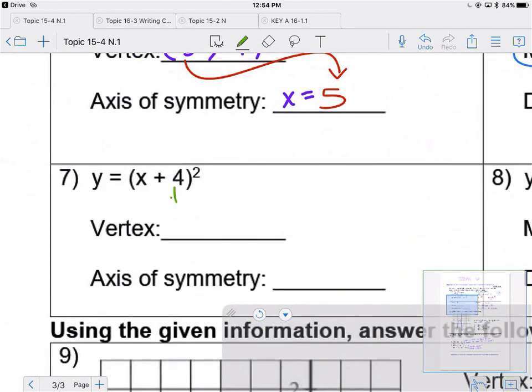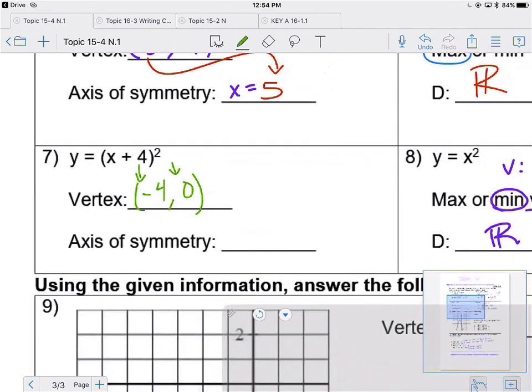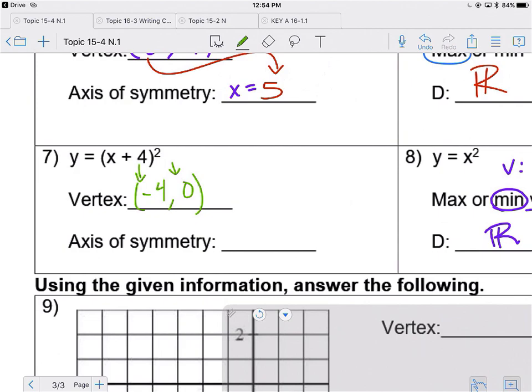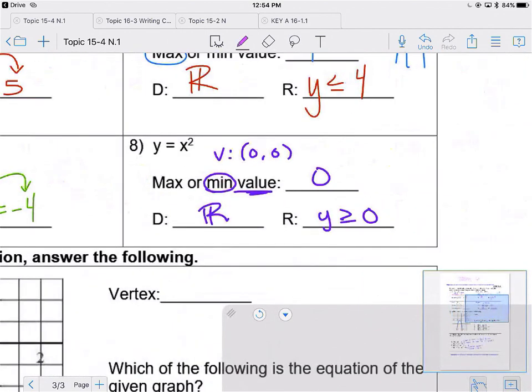Problem 7, my vertex is always the opposite of what's inside with x, so the opposite of a positive is a negative. The same as what follows. If nothing follows, it's a 0, just like if there's nothing in the parentheses, it's a 0. My axis of symmetry is x equals negative 4 from the vertex.